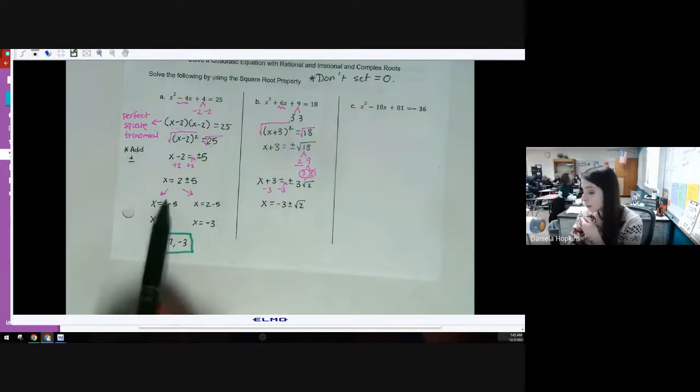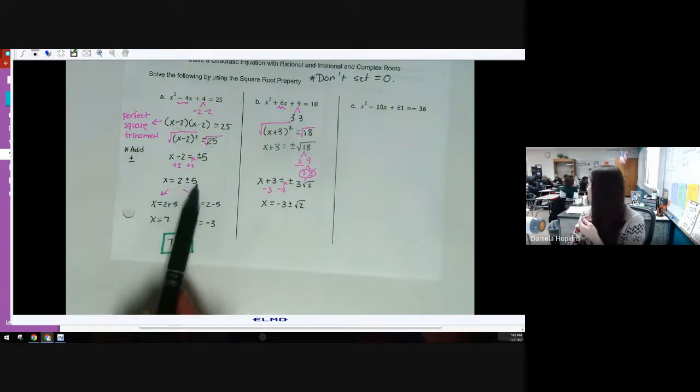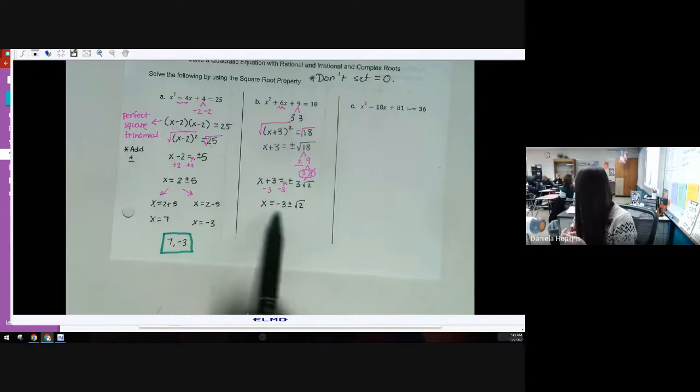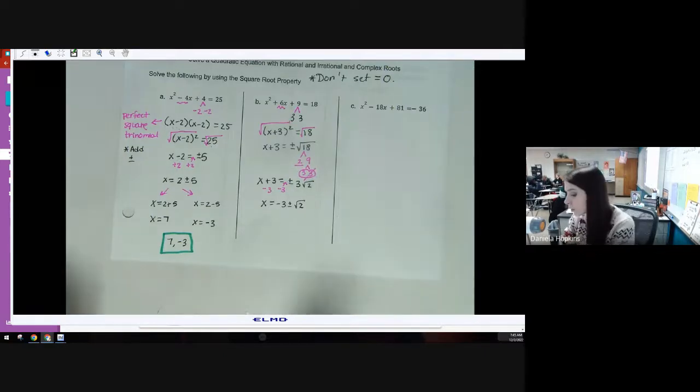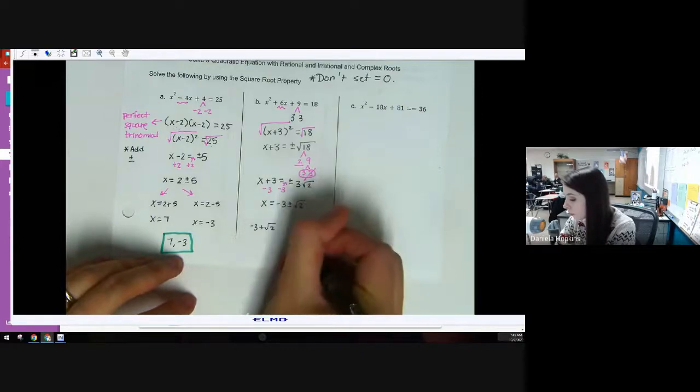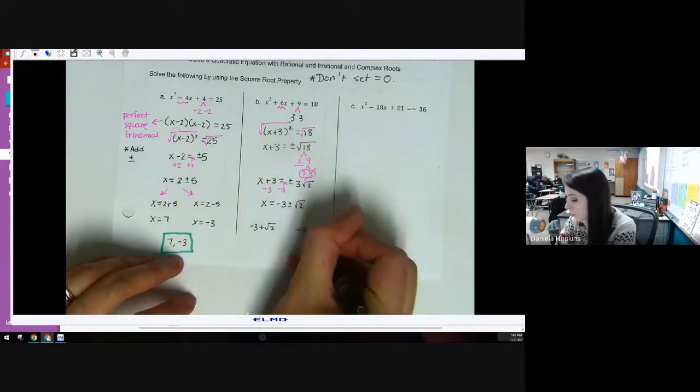You cannot leave it like this because 5 is a nice number. You guys can do 2 plus 5 and 2 minus 5. But if you have a square root here, you are welcome to leave it as one thing like this. I do have in the answer key, I also have it where you could split it if you wanted to. You could write it like that.